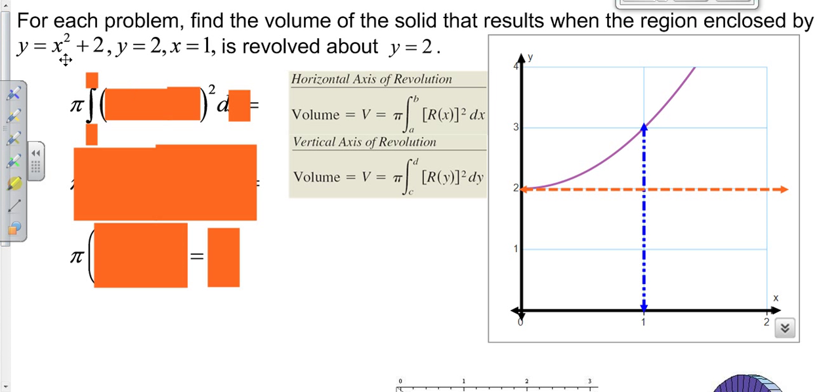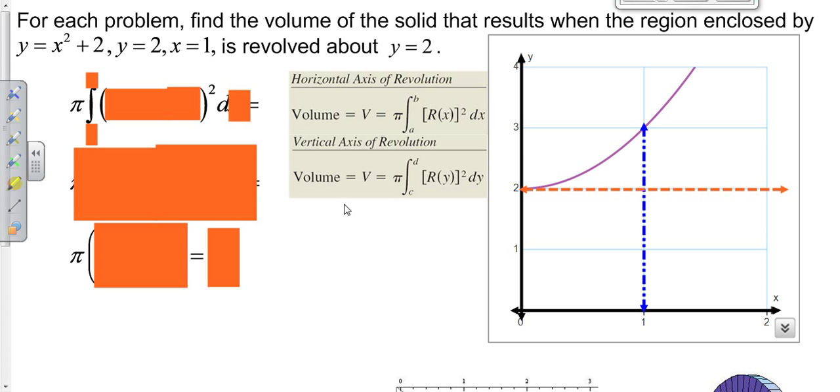Let's go ahead and take our parabola, which starts out at a height of 2 and curves up to the right. That's what we have over here in purple. Our y equals 2, that's our horizontal line here in orange, and that's also what we're revolving it around, so that's why it's in orange. And then we also have x equals 1. That's our blue dotted line right here.